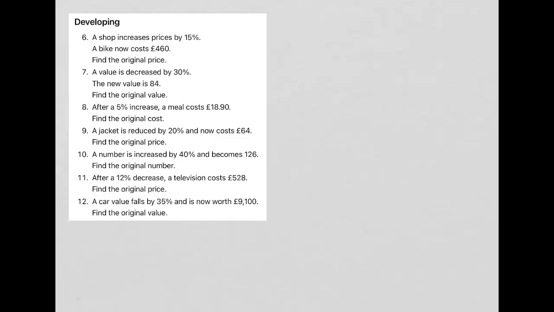All right, let's look at question 6. A shop increases prices by 15%. A bike now costs £460. We'll find the original price.